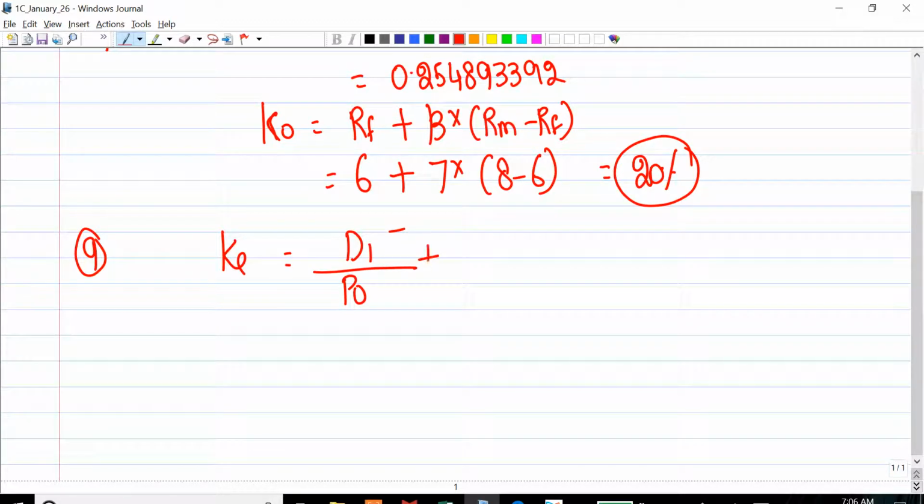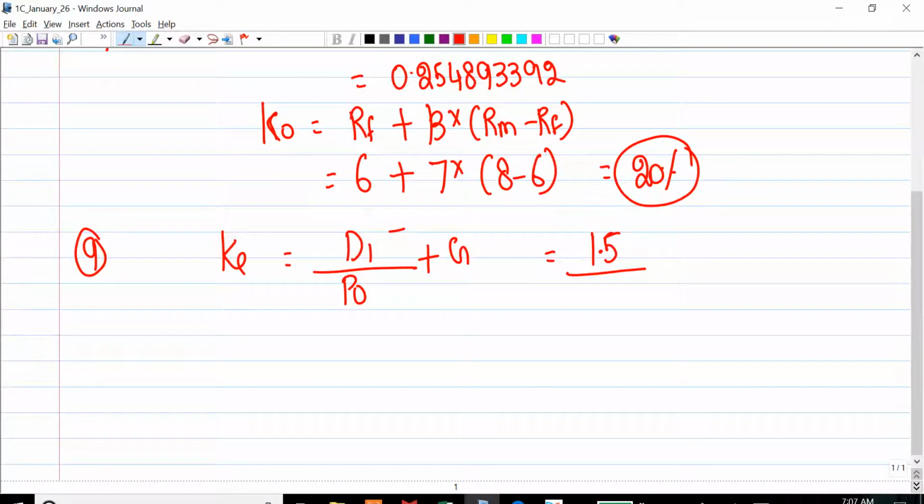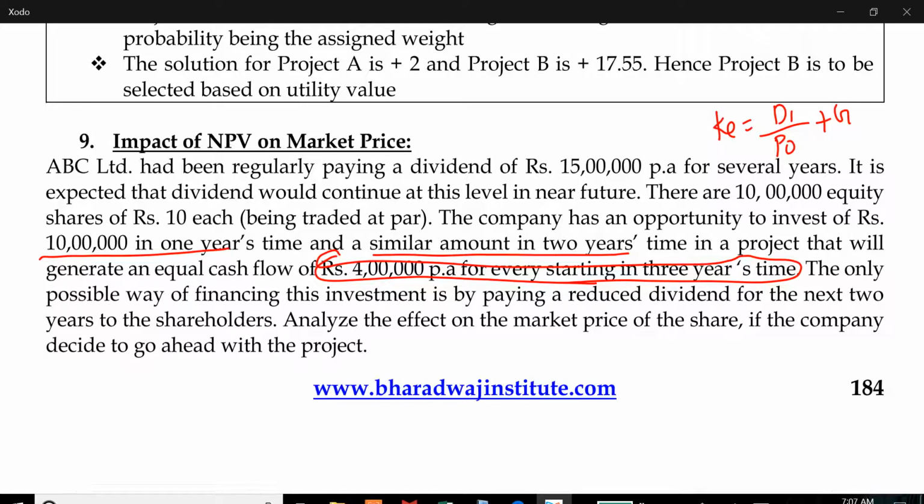They have given the dividends for so many shares. At a per share level, what is the dividend for a single share? 1.5. This is what was happening in the company, 1.5. K is equal to, dividend is 15 lakh divided by 10 lakh shares. Market price is 10 rupees, being traded at par. So, the market price is 10 rupees. 1.5 by 10 plus 0%, no growth.